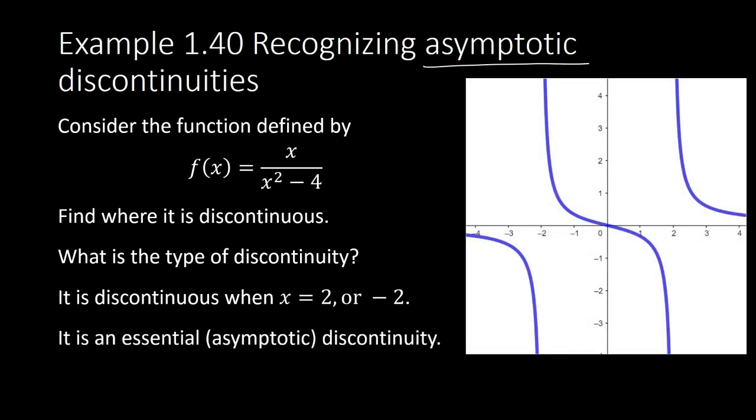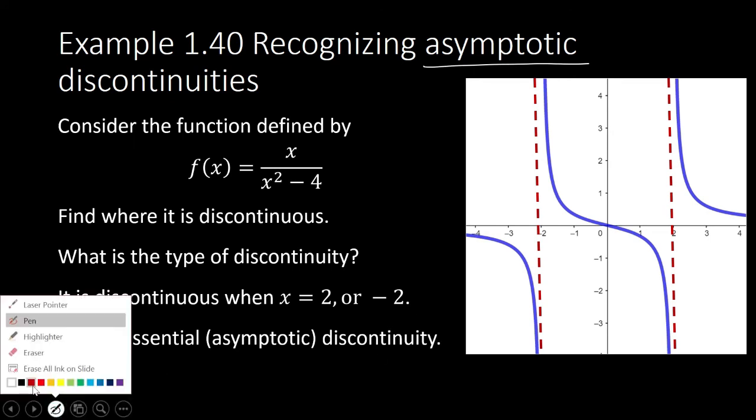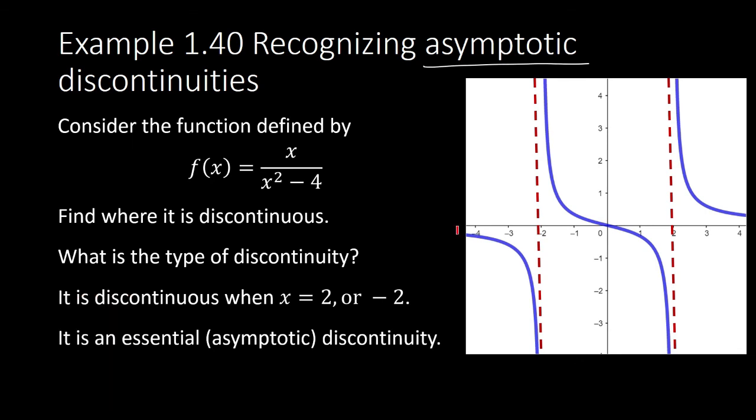So this is the graph of the function defined by f of x is equal to x divided by x squared minus 4. These are the vertical asymptotes. As x approaches negative 2 from the left, your function goes to negative infinity. When x approaches negative 2 from the right, your function goes to positive infinity. When x approaches 2 from the left, your function goes to negative infinity. When your x approaches 2 from the right, your function goes to positive infinity.